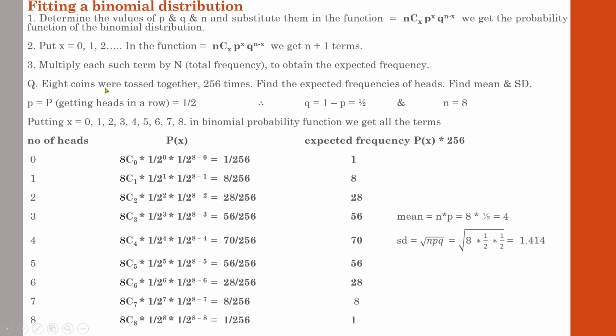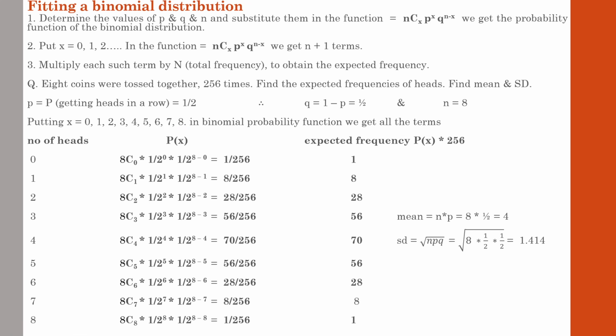And in this question, 8 coins were tossed 256 times, it is all given in the question. Sometimes this 256 may not be given. You might be given the details of x and f. X means this one: 0, 1, 2, 3, 4, 5, 6, 7, 8, and frequencies will also be given. Frequencies mean the actual events that have occurred. You need to find the expected.